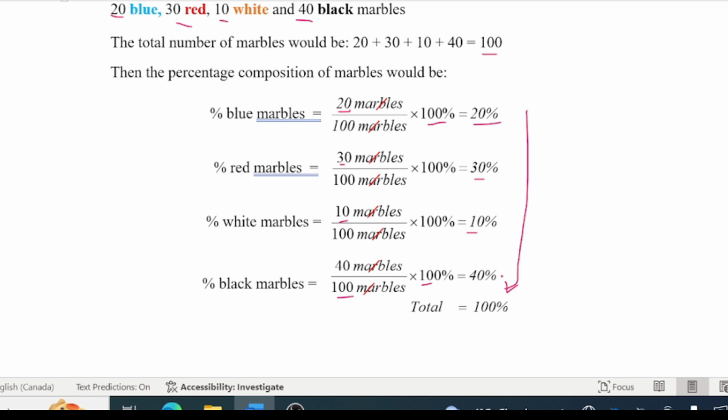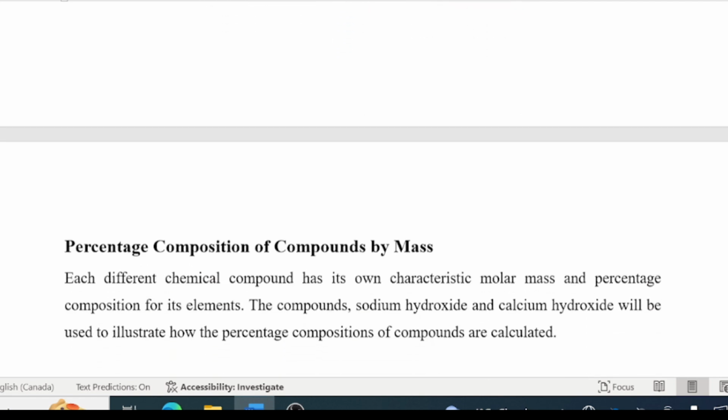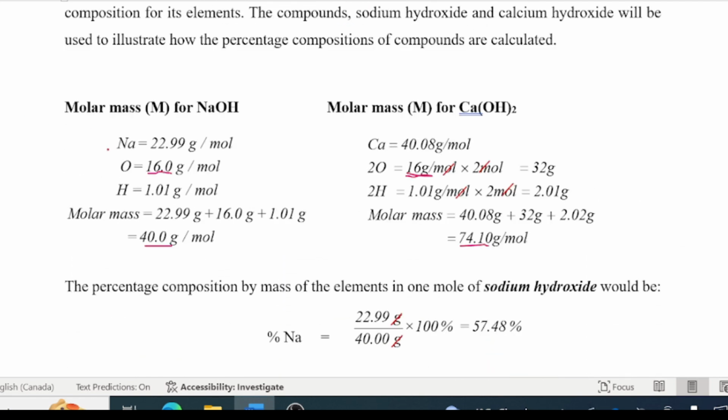We use the same strategy now to see how we can calculate the percentage composition of the various elements in compounds. You want to find the percentage composition of these elements, sodium, oxygen, and hydrogen in sodium hydroxide. So the first thing we'll do, like what we did for marbles, we'll add up all the molar masses of these and see what it tallies to. So in this case, the molar mass of sodium hydroxide here is 40 grams per mole.